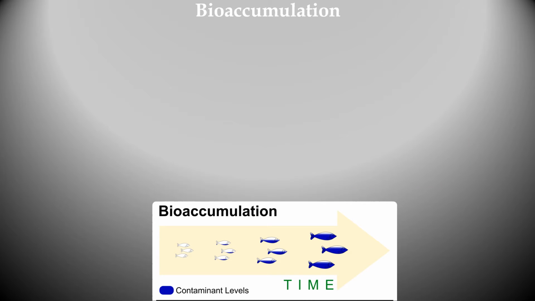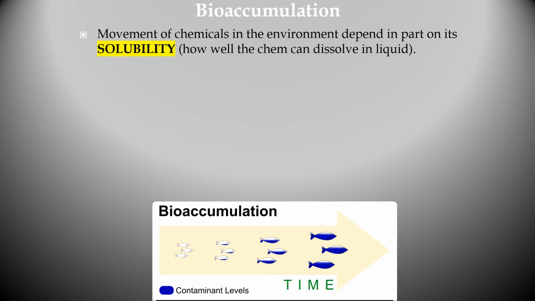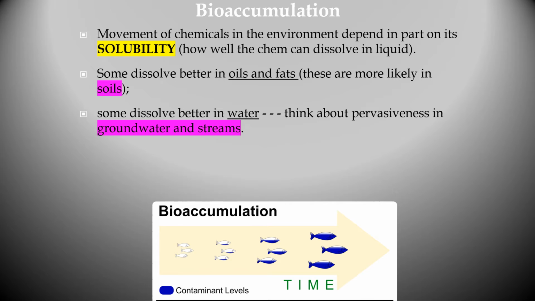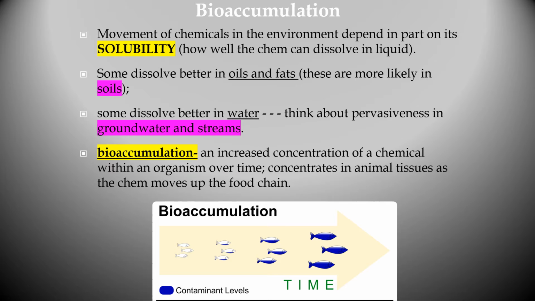The concentration, remember, will increase if it's not going to break down, and that has to do with solubility. So as a chemical moves through the food chain, solubility matters, as well as in its environment. So some chemicals are going to dissolve really well in water, in the body even, and some are going to dissolve even better in oils and fats. So fish store mercury in fatty tissue, remember that?